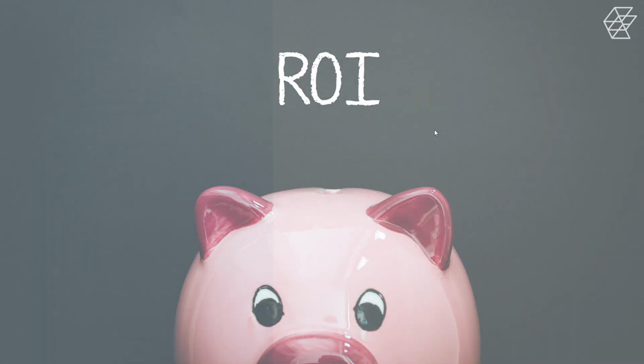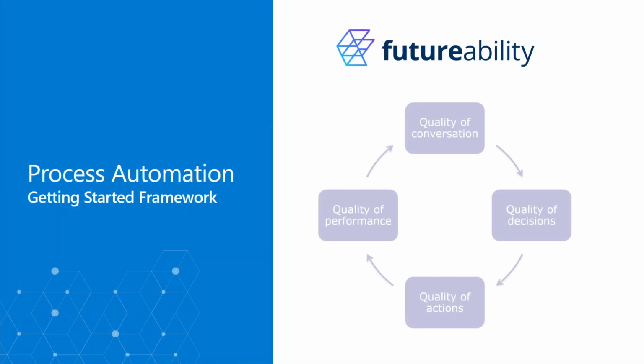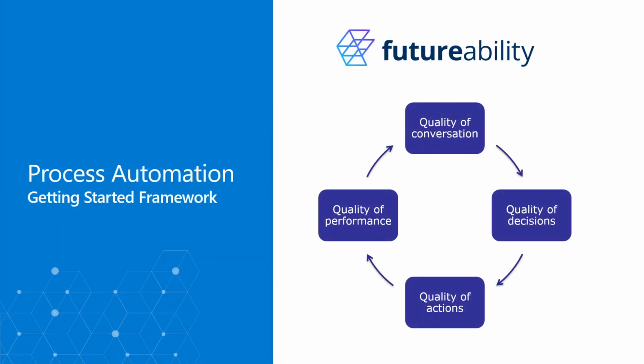And this series, this Getting Started framework, it's all around the quality of conversation. And hopefully this spreadsheet will allow you to have quality conversations around very specific automation opportunities in your business that will lead to better decisions, lead to better actions, and of course, what we're aiming for is a better performing business that delivers more for your team and your client, has a bigger impact on your communities.